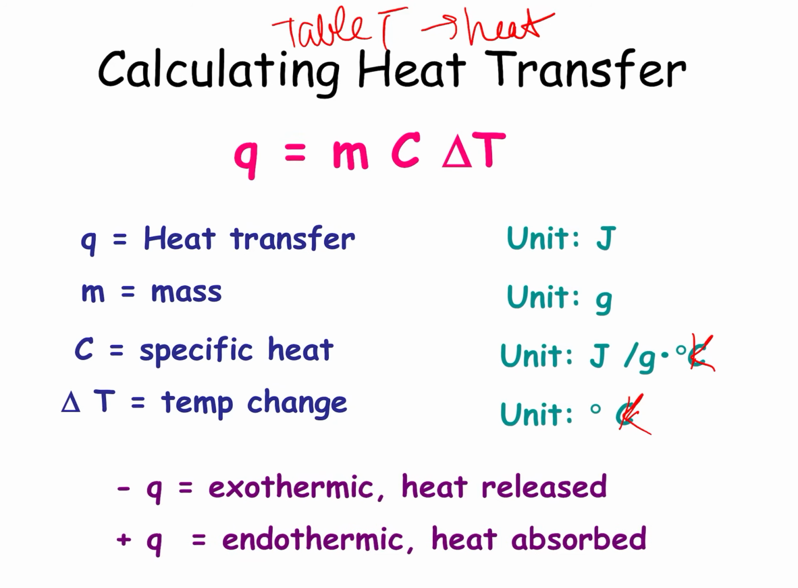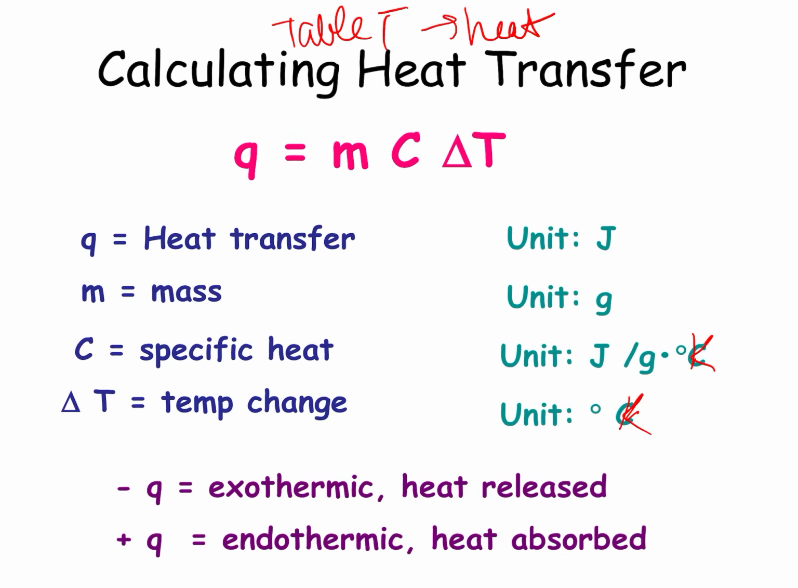If you do your calculations and you find that negative Q is your answer, a negative value, this is exothermic. If you find that after you do all these calculations you have a positive Q, that is an endothermic reaction. So we can tell just from our math whether we absorbed or lost heat.